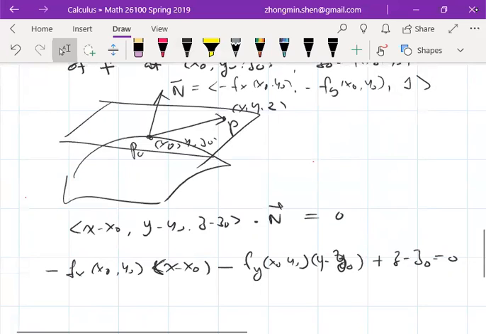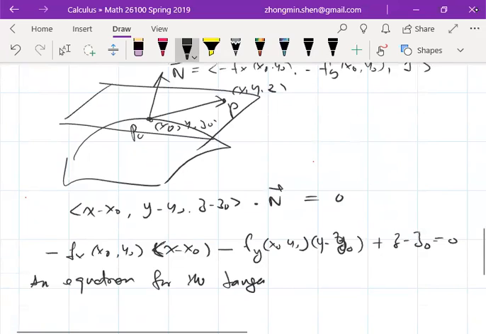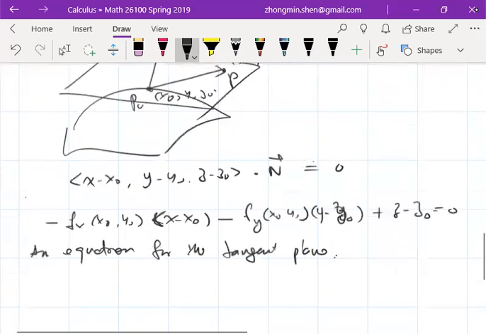Okay, so this is the equation for the tangent plane. All right, so let's do some exercises.